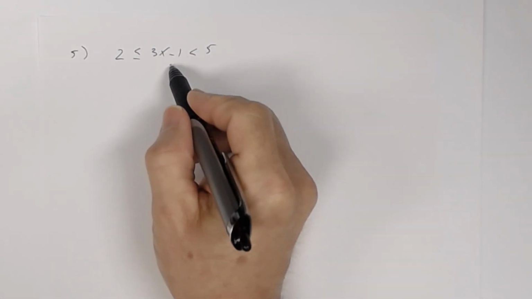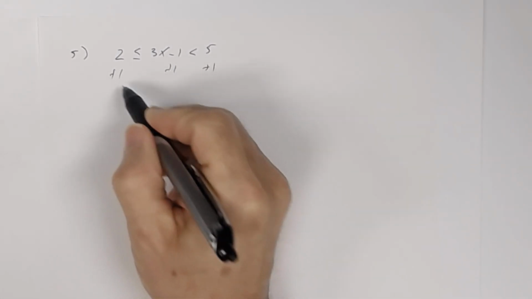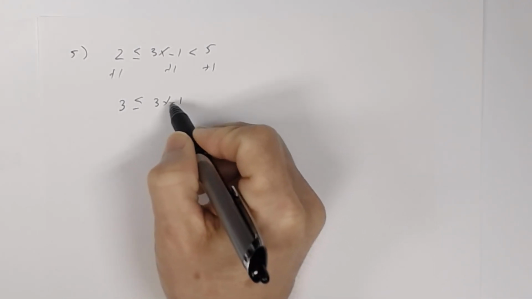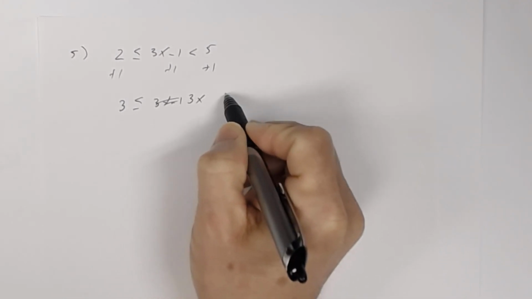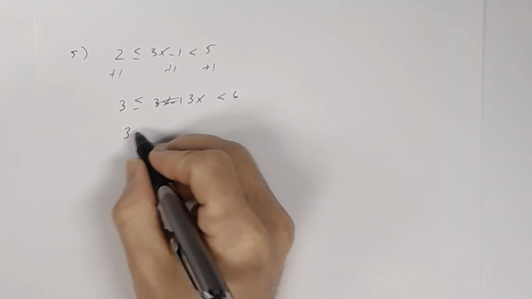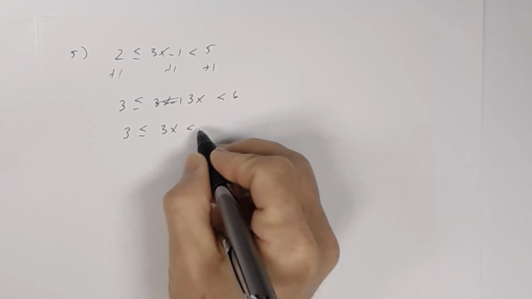So again, the first thing you're going to do is add 1 to both sides, or actually all 3 parts. So I get 3 is less than or equal to 3x is less than 6. 5 plus 1 is 6. So let me go ahead and rewrite this over. So 3 is less than or equal to 3x is less than 6.